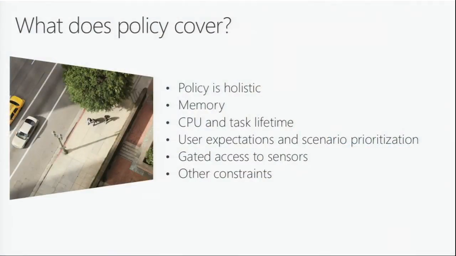So I've mentioned already that the main things that policy covers is memory and CPU. But we also police task lifetime, so different types of tasks get to run for a different length of time. And we also police access to certain device sensors like the microphone and the camera and the speech synthesis and so on. And there are a few other things that we police as well. And it's all part of providing this holistic experience where we balance the competing requirements of different task types with a view to maintaining the user's expectations and meeting the user's expectations.